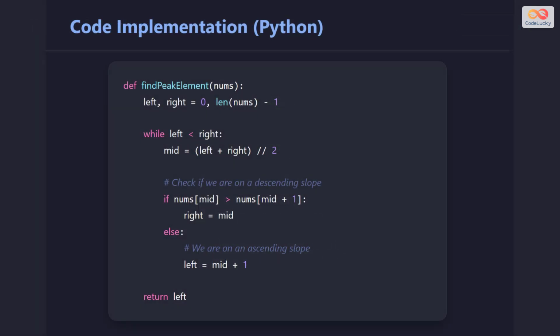Here is the implementation in Python. We use a while loop that continues as long as left is less than right. Inside, we calculate mid and check the slope condition. Depending on the slope, we adjust either the left or right boundary.